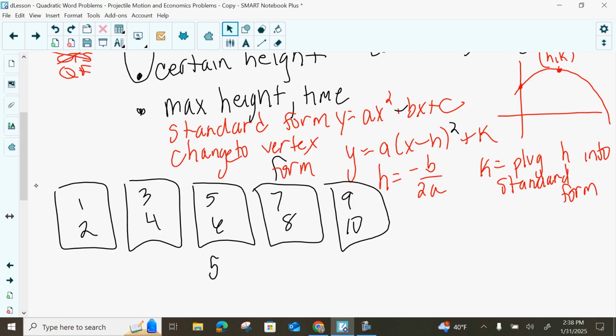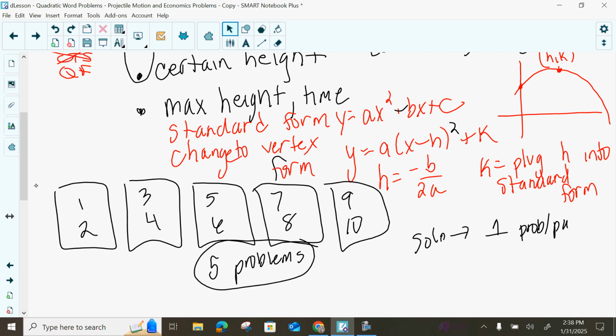Each student is responsible for 5 problems. Each student is only graded on the 5 problems that they complete. If you want to be solo, then you can pick 1 problem per page, right? If you want to be a partner, you're still going to pick 1 problem per page, but only 1 problem can be the same. So let's say Sophia and Hannah are partners.